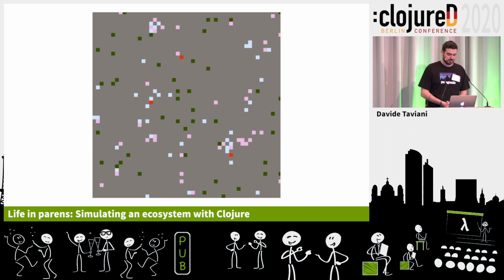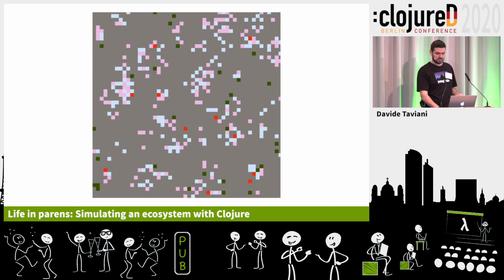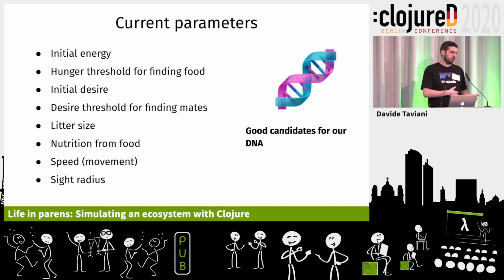It's important to note that both these examples follow the same rules. So what is different about them? Parameters, actually, because I showed you how we implemented this ecosystem, but a lot of choices had to be made, like how soon you get hungry, how much you want to reproduce, how many children they have, how much energy they get from food, how fast they move, and how much they can see. And these are all good candidates for our DNA, because right now all specimens are still the same.